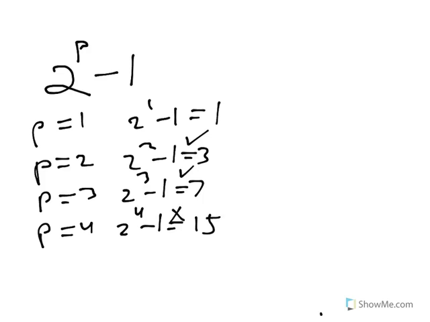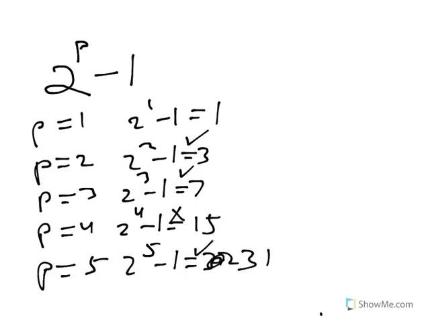That's not prime. The next one that works, though, is when p equals 5, 2 to the 5th minus 1 is 31, which is also prime. So for p equal to 5, 3, and 2, we get prime numbers when we do 2 to the p minus 1.